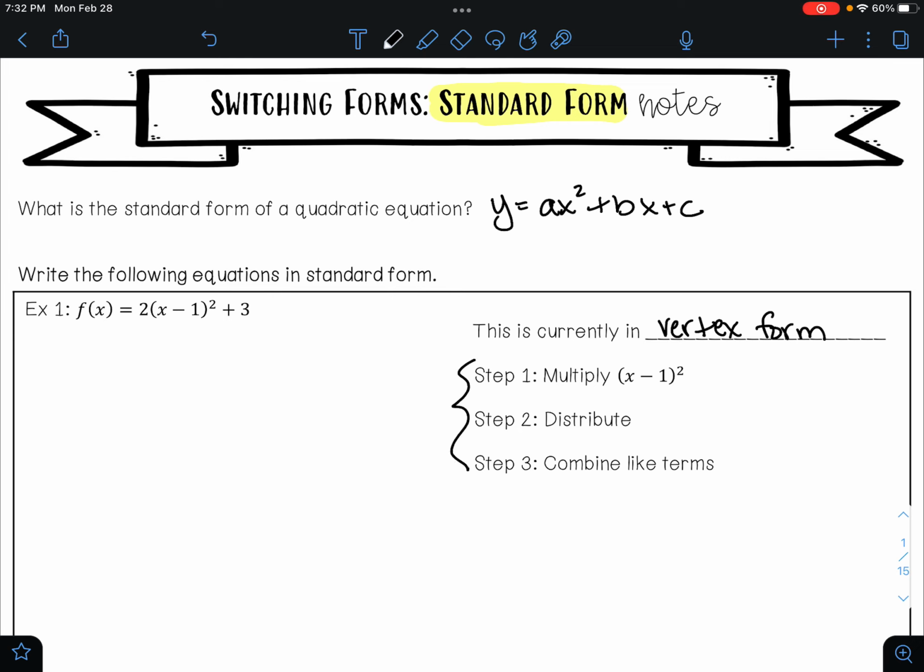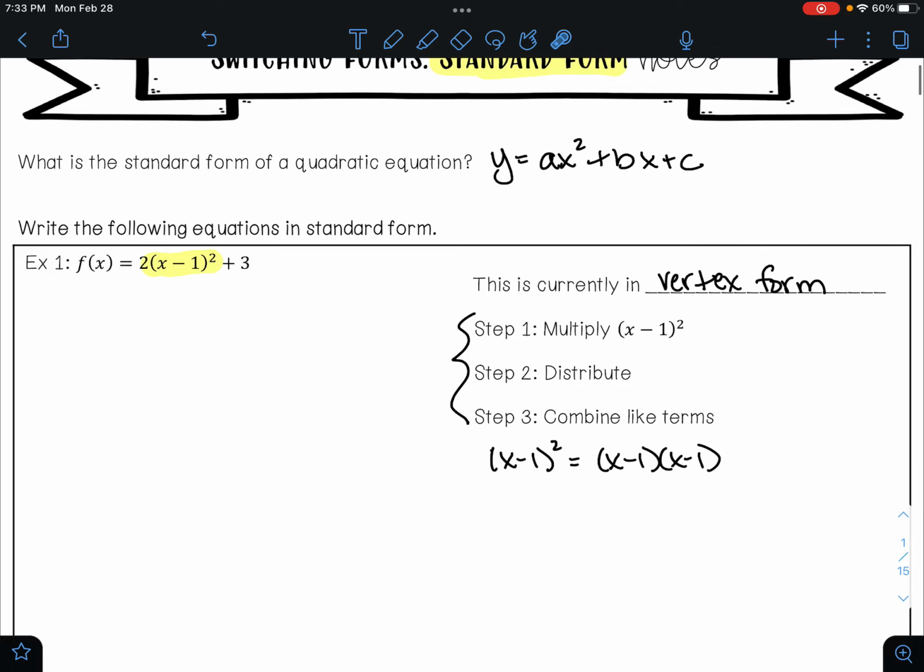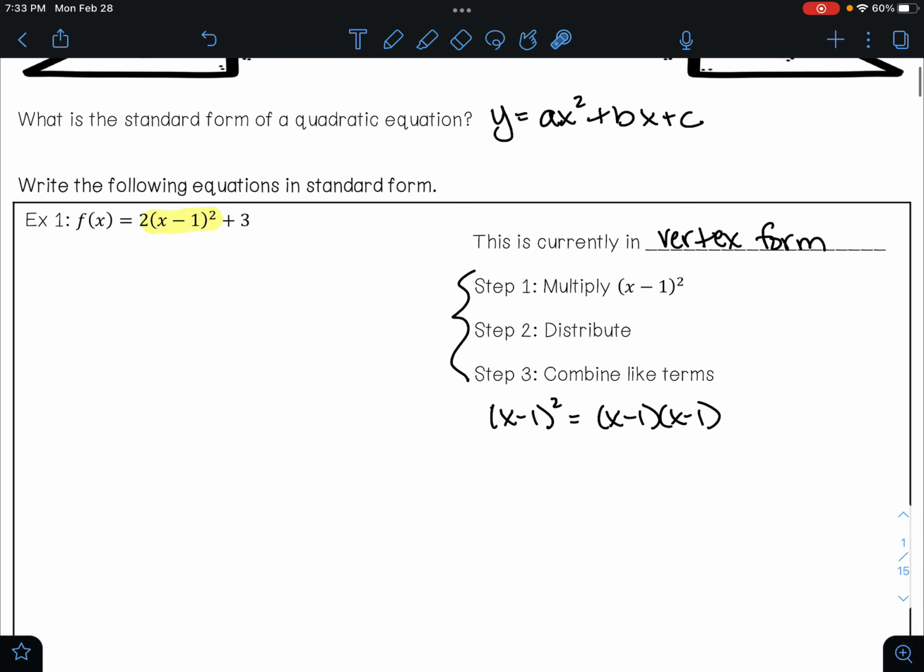Step 1 is to multiply x minus 1 squared. And that's coming from this part right here. So I'm going to do this down here. X minus 1 squared means x minus 1 times x minus 1. Remember that this exponent of 2 is telling us to multiply this together twice. Well, here I have a binomial being multiplied by a binomial. And to multiply that, we learned to use the area model. So I'm going to take one binomial and write it down the side, and I'm going to take the other binomial and write it across the top.